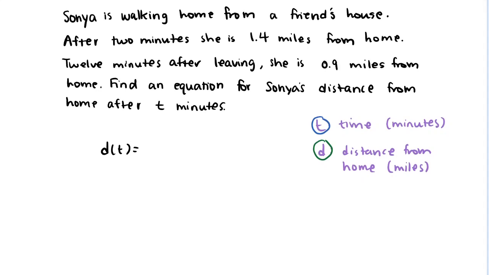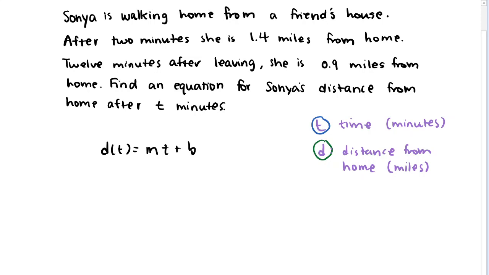a linear function. She's likely walking the same pace throughout her entire trip home. So here I can think of this as d of t is equal to m times t plus b. So we want to find a rate of change, and we want to find her initial value.